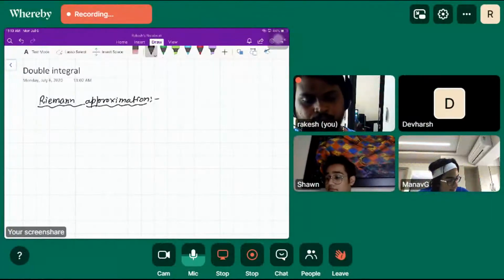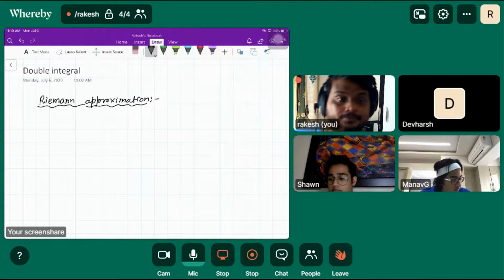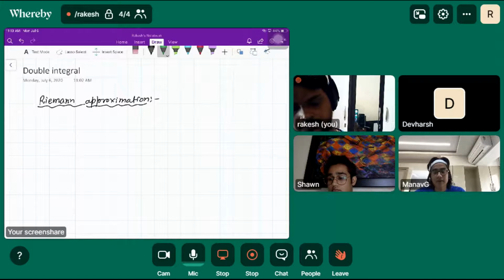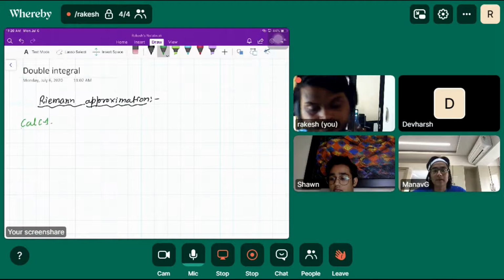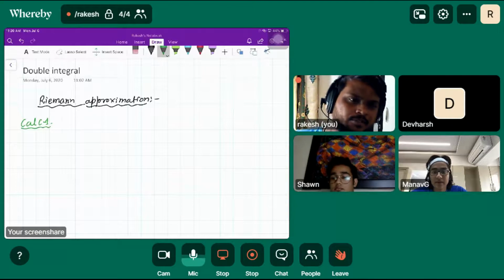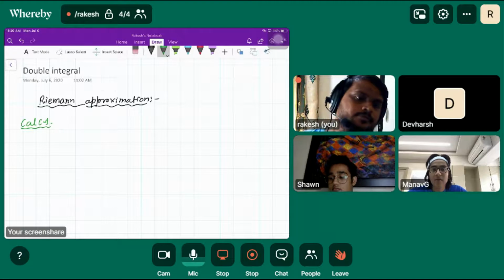So, what is Riemann approximation, Mano? Basically, use the Riemann hypothesis and the method that we've learned for that to approximate the value of the function. What exactly do we find out? Basically, the zeros of the function.